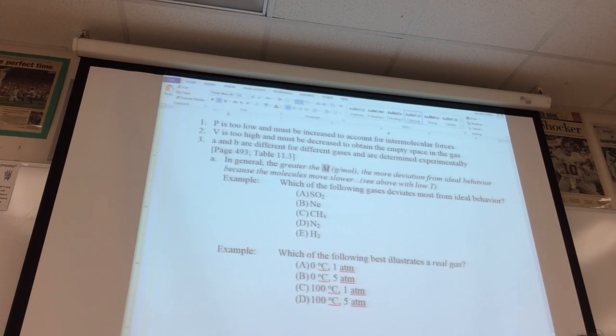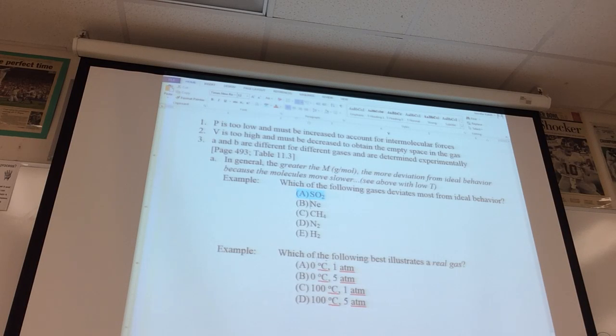Which of the following gases deviates from, goes against ideal behavior? So which gas would be most real and why? Find the heaviest one, the one with the greatest molar mass. Because if it had said which gas is most like ideal, it would have been hydrogen gas, the one with the lightest molar mass.